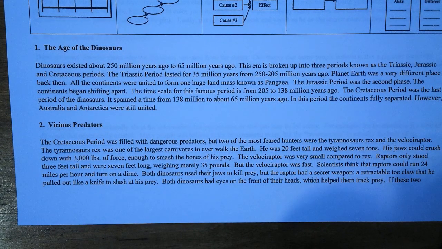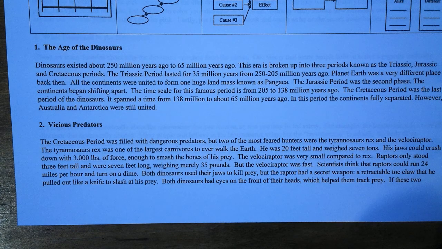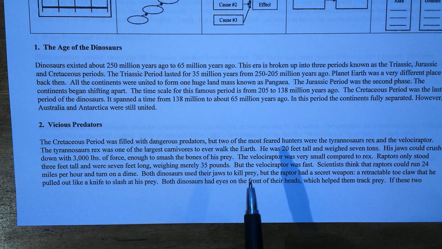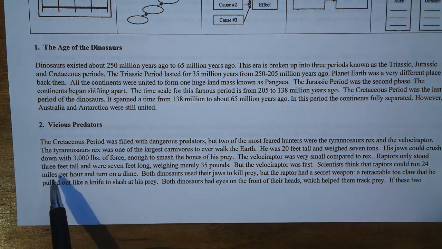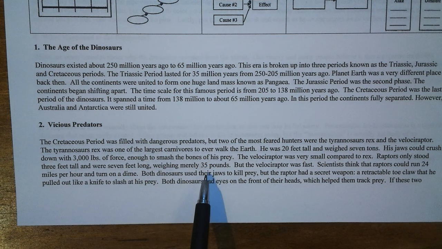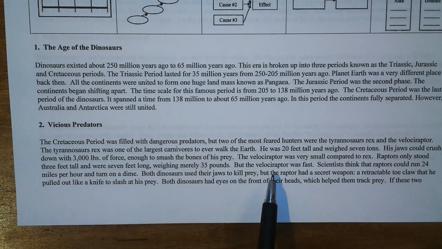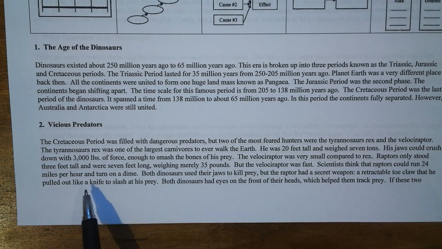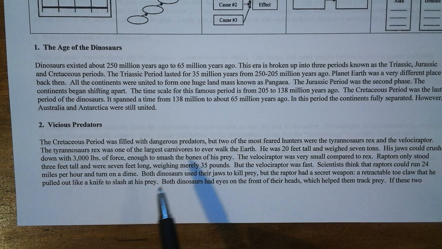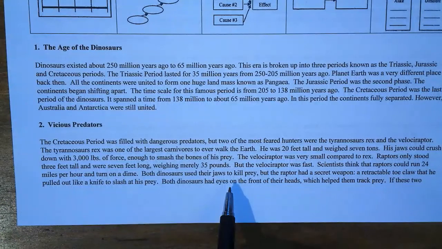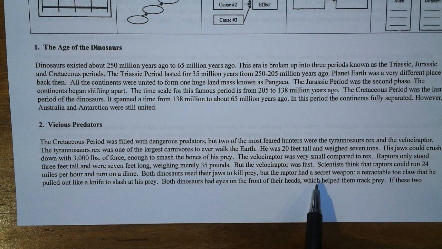The Velociraptor was very small compared to Rex. Raptors only stood 3 feet tall and were 7 feet long, weighing merely 35 pounds. But the Velociraptor was fast. Scientists think that raptors could run 25 miles per hour and turn on a dime. Both dinosaurs used their jaws to kill prey, but the raptor had a secret weapon, his retractable toe claw that he pulled out like a knife to slash at his prey.